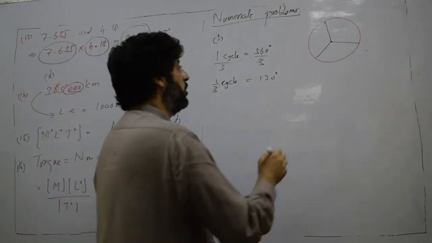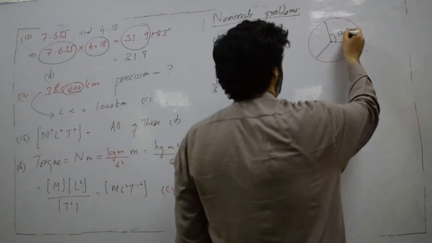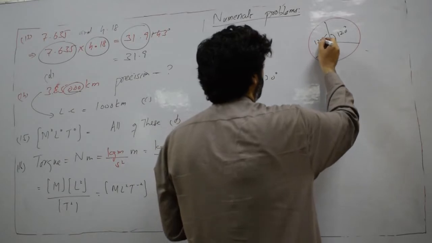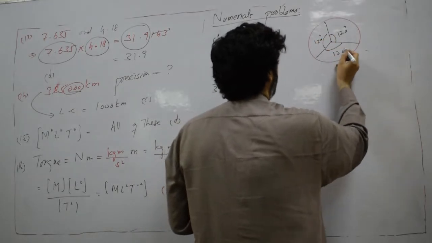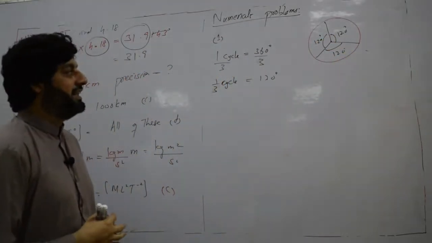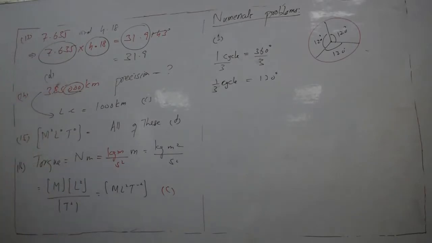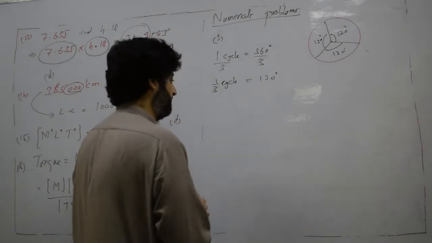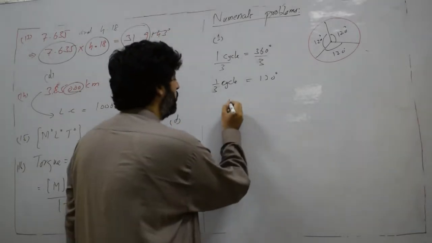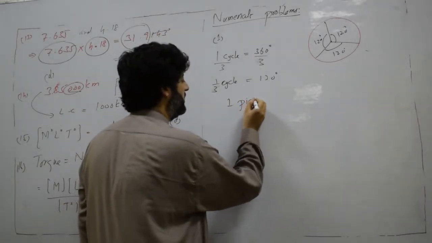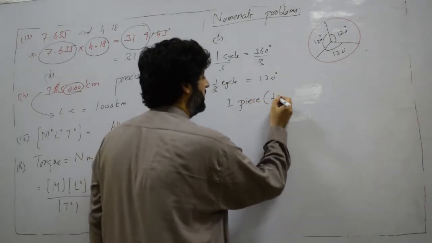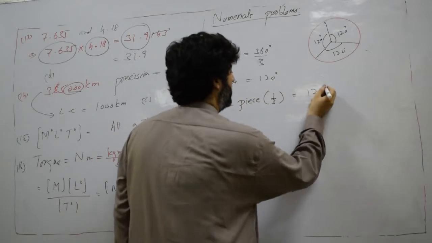It means that one piece will have a 120 degree angle, the other piece will have 120 degrees, and the remaining part will have 120 degrees. It means that each piece of the pizza will have 120 degrees. Okay. So it means one piece of the pizza, that is 1/3 of the cycle, will have 120 degrees.